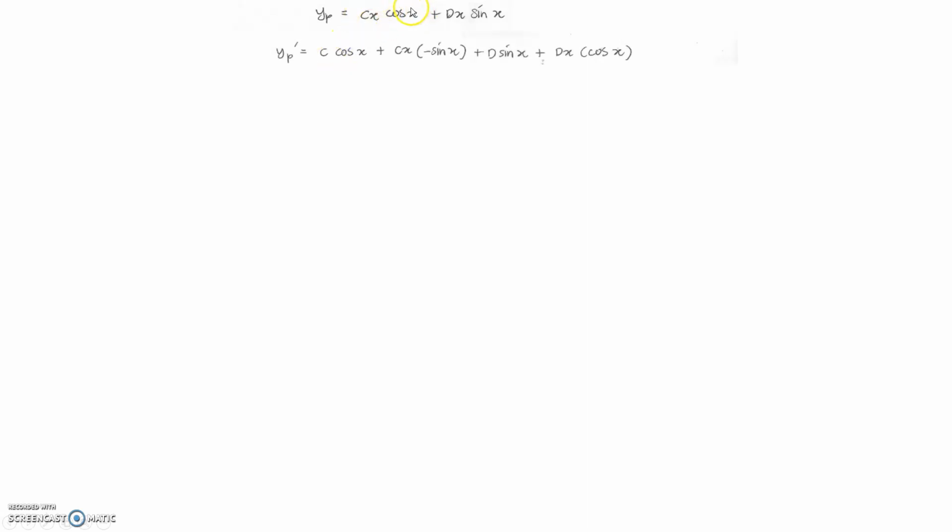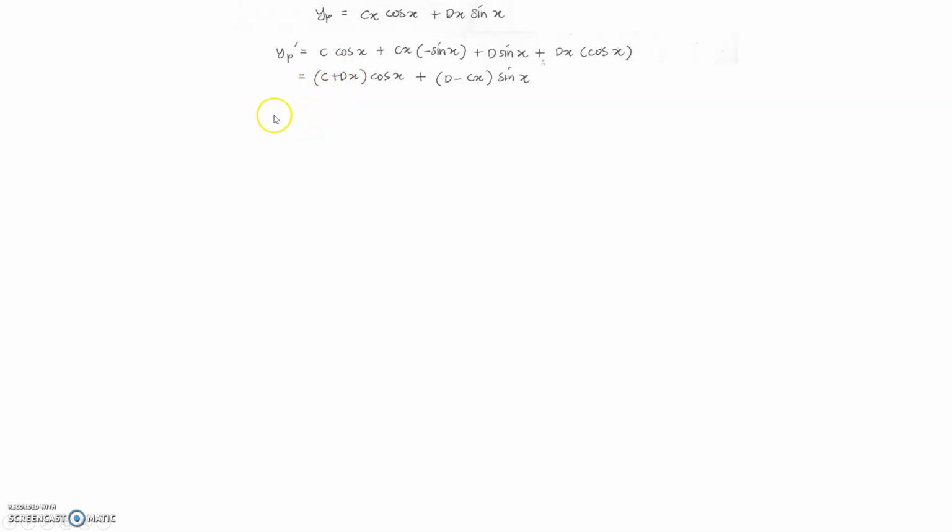We differentiate cx cos x: we differentiate cx, we get c cos x, plus, we differentiate cos x, we get negative sin x. And then dx sin x: we differentiate dx, we get d sin x, and we differentiate sin x, we get cos x, so you have dx cos x. After that, we rearrange it accordingly to cos x and sin x. For cos x, I have c plus dx, and for sin x, I get d minus cx. So this is my yp prime.